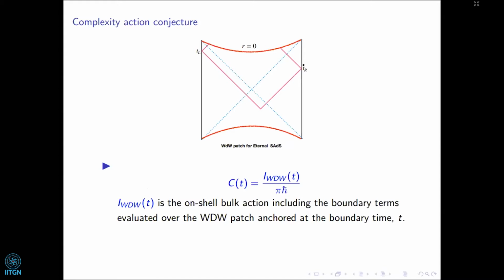Then there's an alternative formulation due to Skyne, where he proposed that the complexity of a boundary state is given by the on-shell bulk action, which also includes these boundary terms, evaluated over the Wheeler-DeWitt patch, which is anchored at the boundary times. Now we see that this Wheeler-DeWitt patch is a union of all the space-like slices which join TL and TR. The first term here is the regular Einstein-Hilbert action. Then there is the Gibbons-Hawking-York boundary term, followed by some counterterms which correspond to these joints where two boundaries meet. These counterterms are required in order to make this action principle well defined.